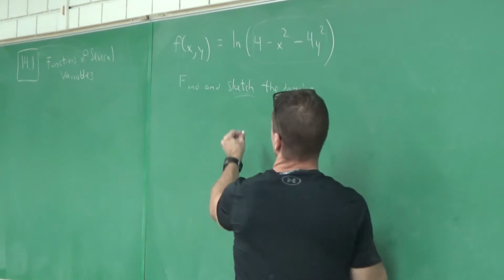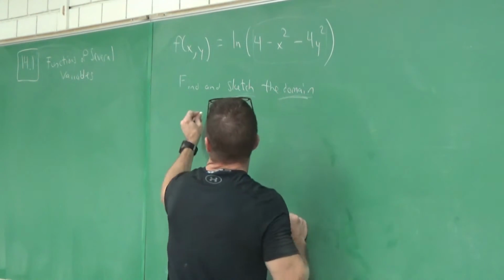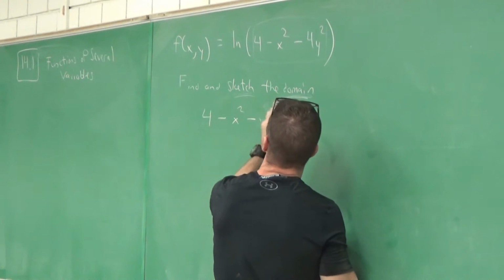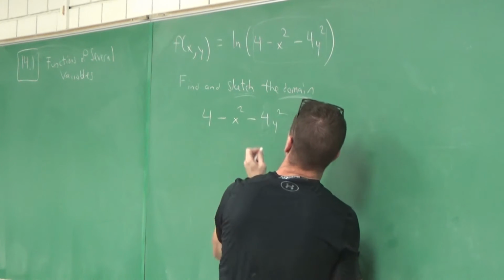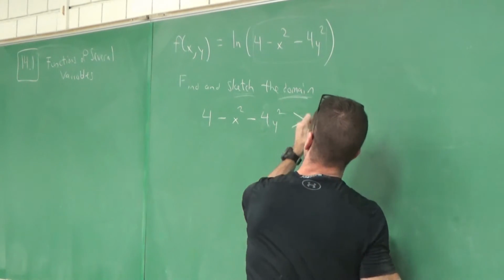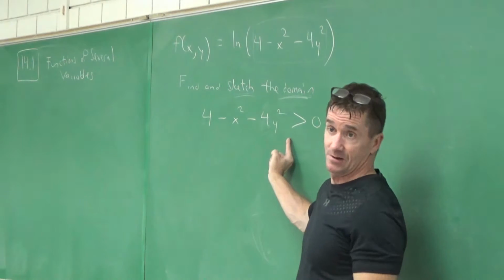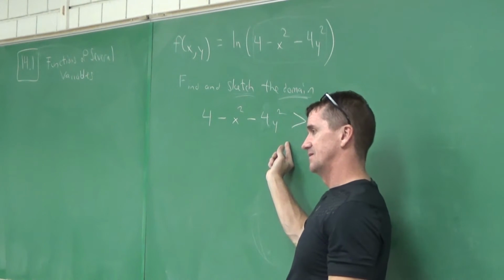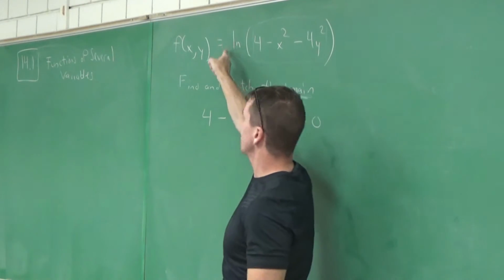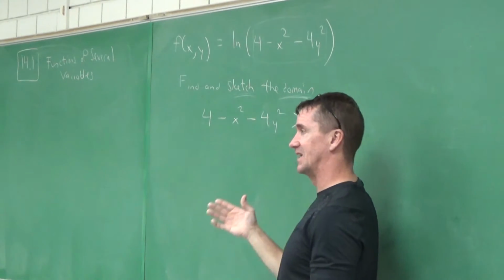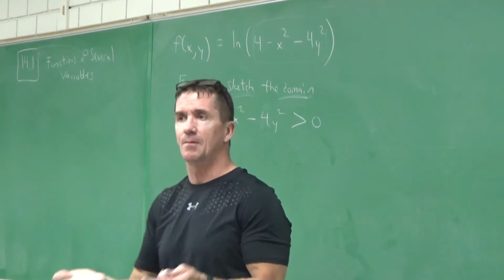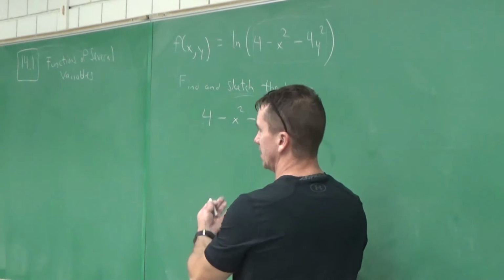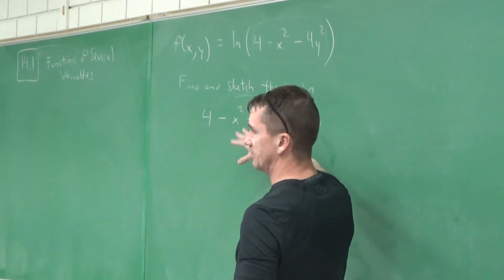So this is what I'm going to write. For my domain, I'm first going to start with this: 4 minus x squared minus 4y squared must be greater than 0. I'm not putting an equal sign there because of what we just discussed. But if that was a square root here, you could have put an equal sign. I just wanted to show that to you so you'd see a problem with the square root would be quite similar. Okay, there's my domain.